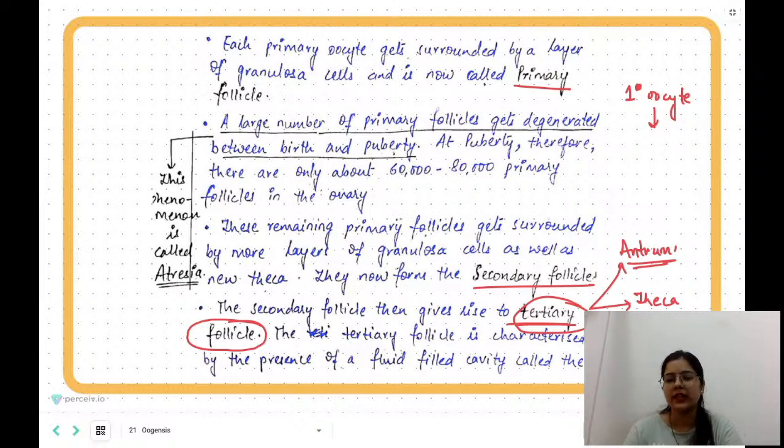Alright, so that is the case. Okay, this thing is done. Now there's a phenomenon that has been written over here which is called atresia.